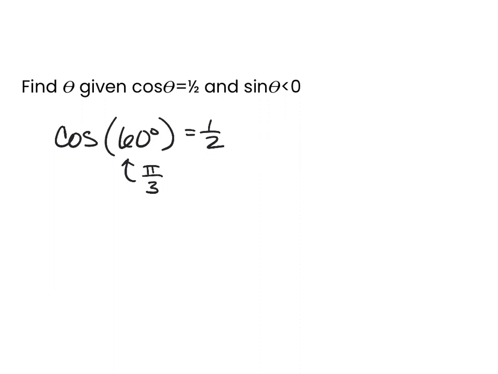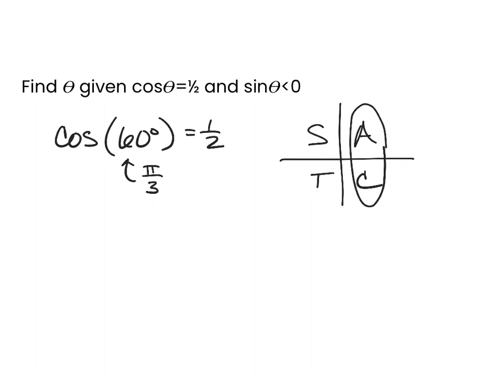So we know our angle measurement. We just need to figure out which quadrant we're in. So we remember from the quadrants that this is All Star Trig Class. And if cosine is positive, because it's 1/2, that means it's going to be in one of these two quadrants. But we also have the fact that sine is less than 0, which means it's in one of these two quadrants. That's where sine is less than 0. So obviously, this means that our angle is going to be in quadrant 3.